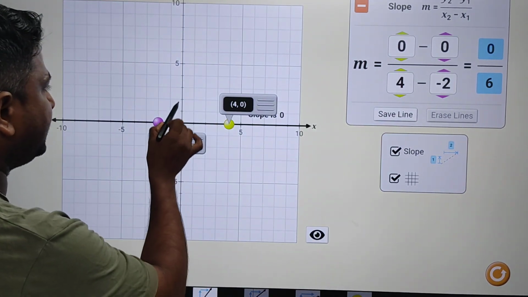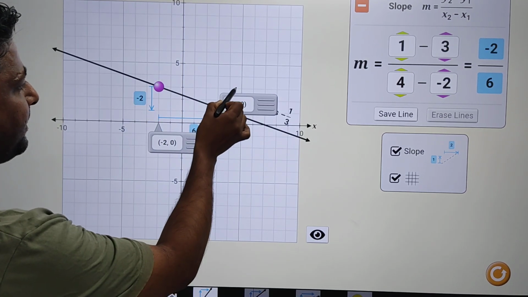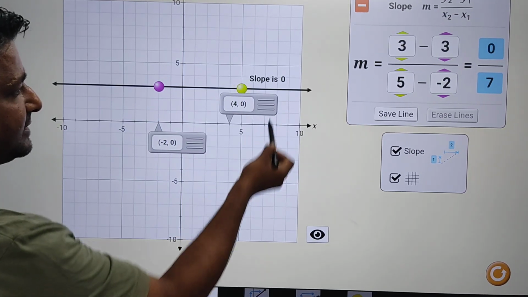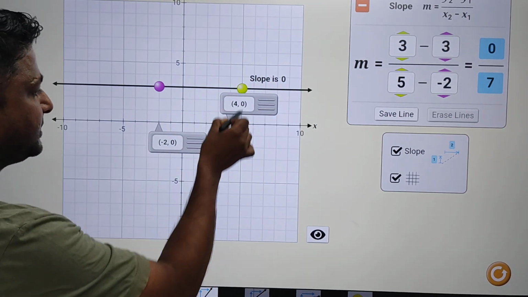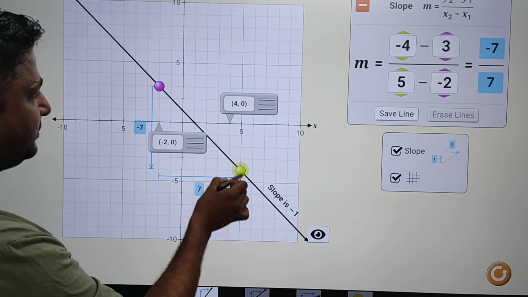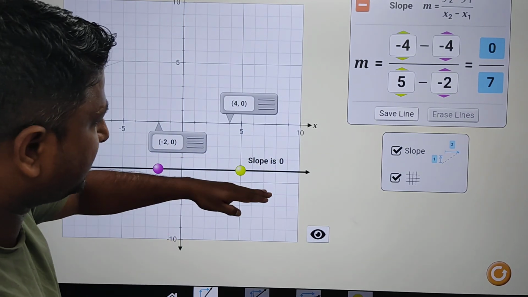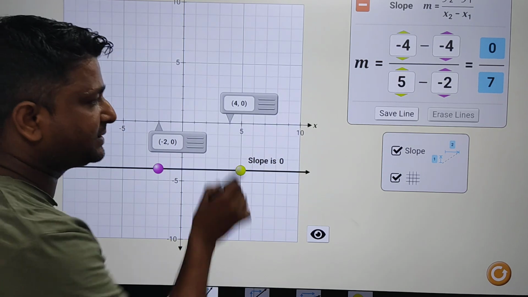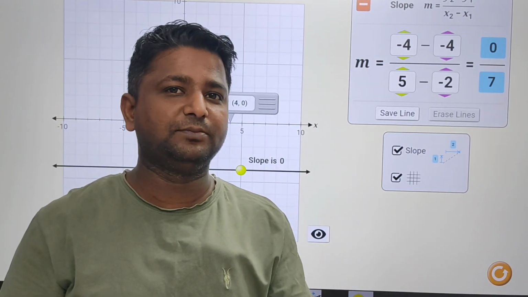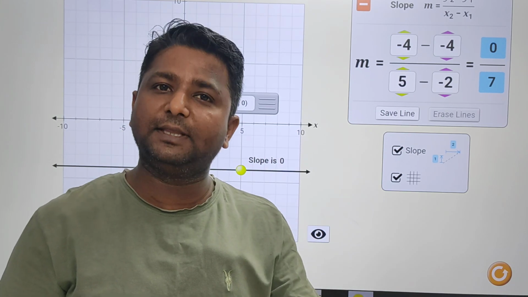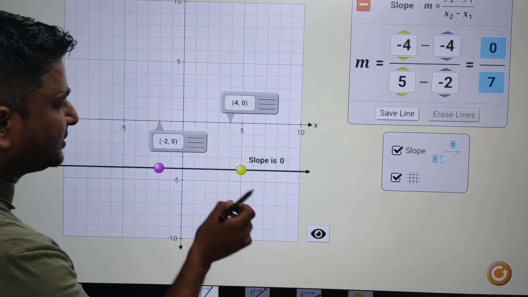Let me move this line little upward. Let me keep it parallel to x-axis. Can you see the slope is still 0? Let me take this line little downwards, and you will see again that the line is parallel to x-axis and its slope is 0. So first thing that we have understood is that the slope of x-axis is 0 and slopes of all the lines that are parallel to x-axis is also 0.